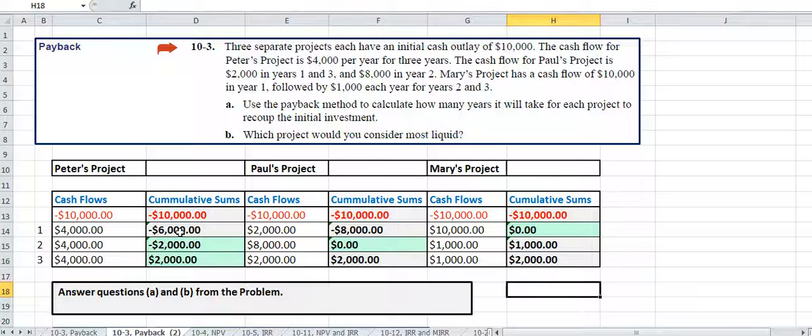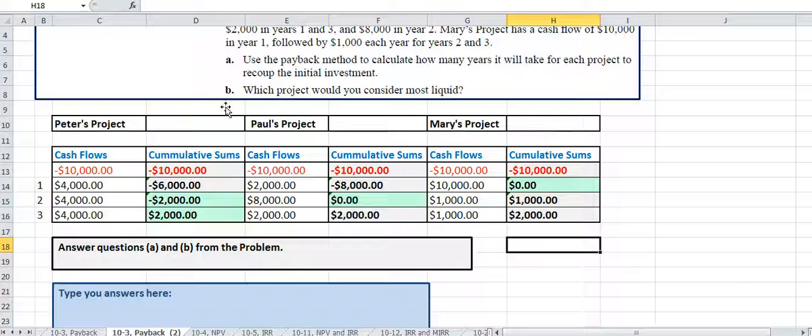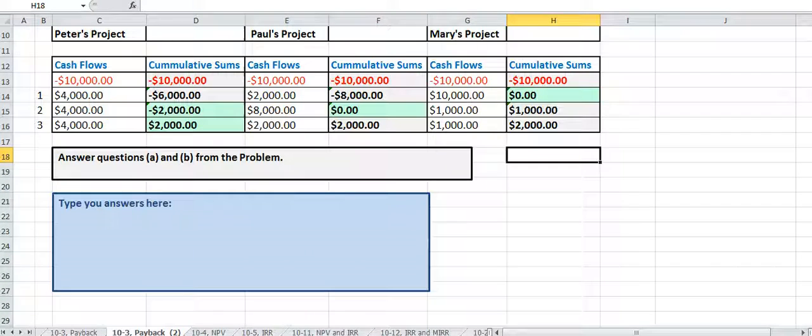Now let's jump back over to Peter. Peter, if we look here, is going from a negative 2,000 to a positive 2,000 between year 2 and 3. And with a cash flow of 4,000 for the whole year, we can assume that halfway through year 3, the cumulative sum will be 0. So for Peter, that's 2.5 years. So that answers question A. So just put those answers down here.